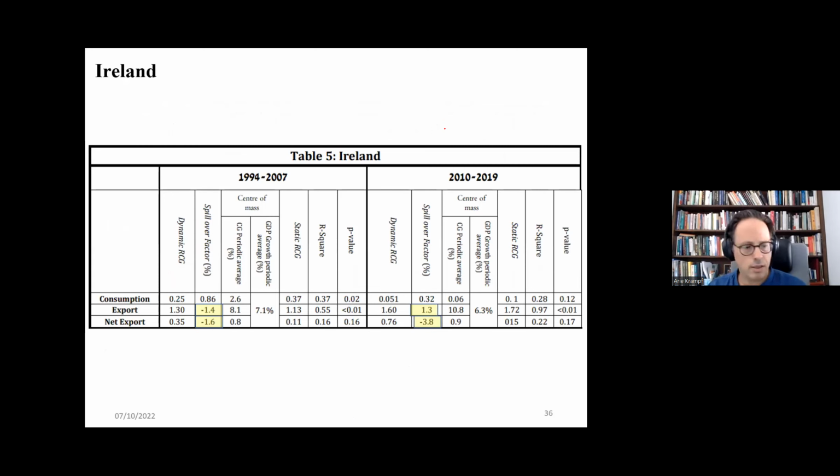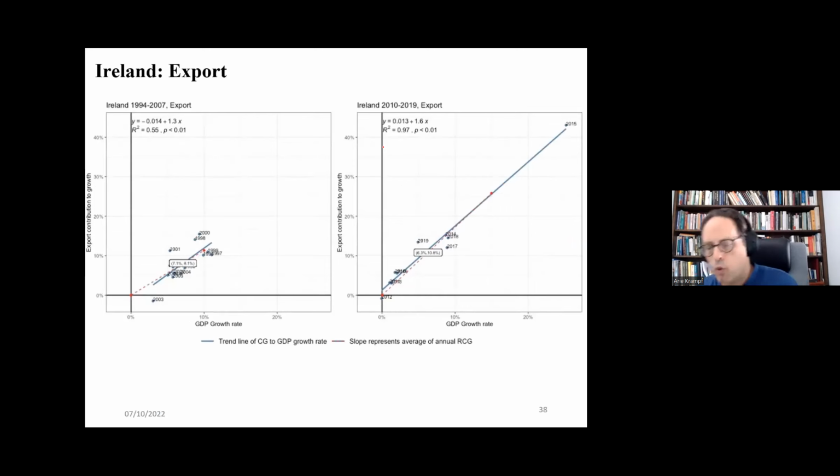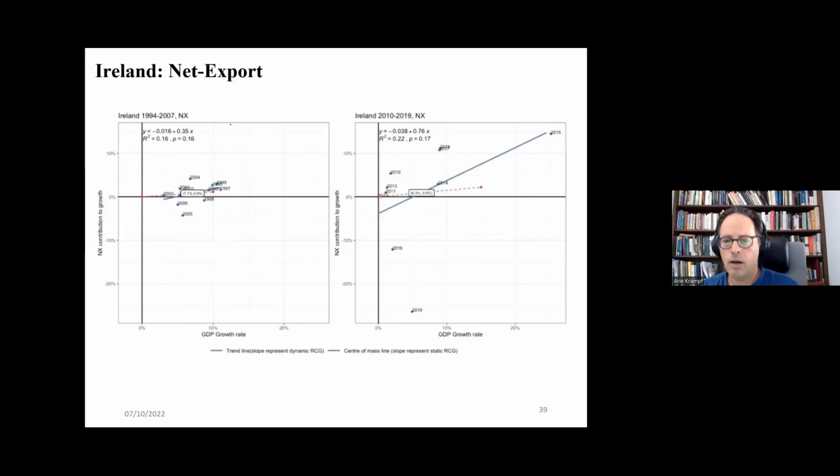Ireland, I think this is the last country. Before the crisis, we see consumption relative contribution to growth 0.25. After the crisis, it comes to almost 0, which means they shifted away completely from consumption-led growth, and obviously they are shifting towards an extreme case of export-led growth model, from 1.3 before the crisis to 1.6, which is very, very high after the crisis. In both cases, the model is highly robust. In terms of net export, in both cases, very positive, 0.35 and 0.76 after the crisis. So very strong correlation.